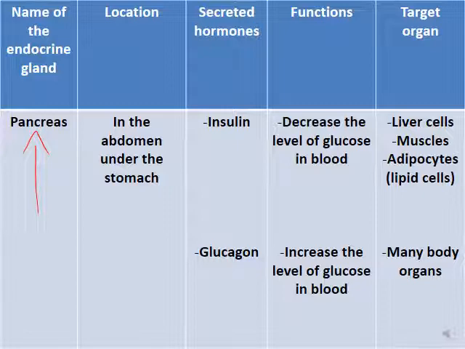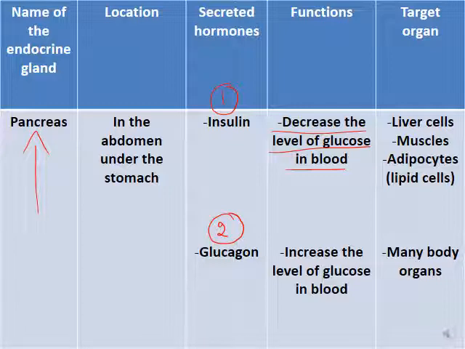It secretes two hormones. The first hormone, all of you know this, is called insulin, while the second hormone is called glucagon. So insulin has an important role. It decreases the level of glucose in blood. It decreases the level of sugar in the blood. So this one is secreted in the normal case whenever we have a high level of glucose in the blood. The insulin is secreted where it regulates and decreases the level of the glucose back to its normal level.